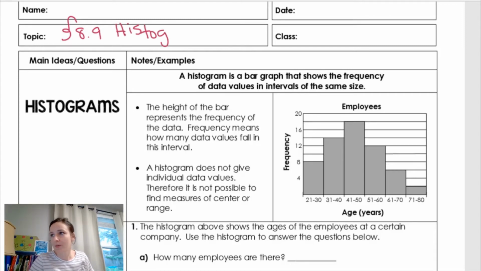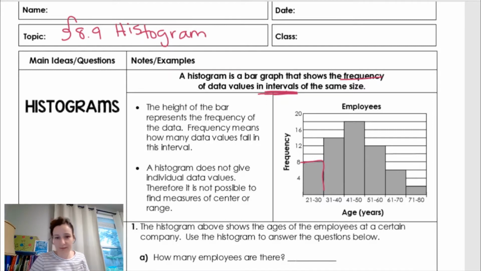So what is a histogram? A histogram is a bar graph that shows the frequency of data values in intervals that are the same size. So the key word here is intervals. The height of the bar, meaning how tall it is, represents how many data values fall into that interval.